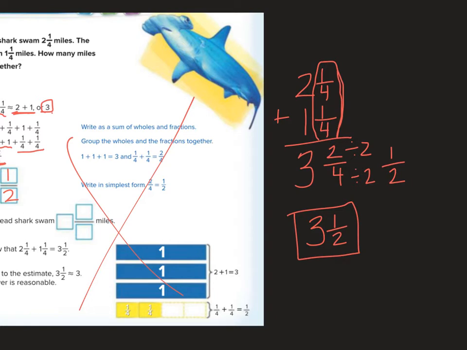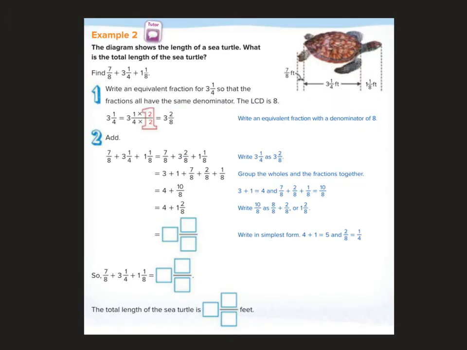And hey, 3 1/2 is really close to 3. Notice over here where they're having us see, is our answer reasonable? Yes. And here's kind of a good model using the fraction tiles. So I add 2 1/4 plus 1 1/4, so I can just add my whole numbers together, my fractions together. So let's take a look at the next one. The diagram shows the length of a sea turtle. What is the total length of the sea turtle?